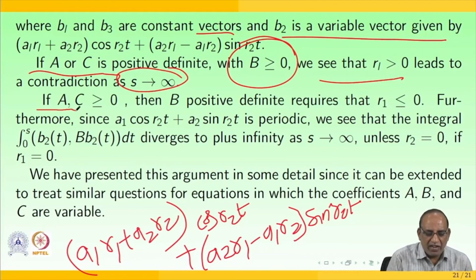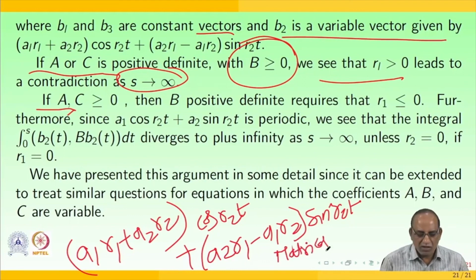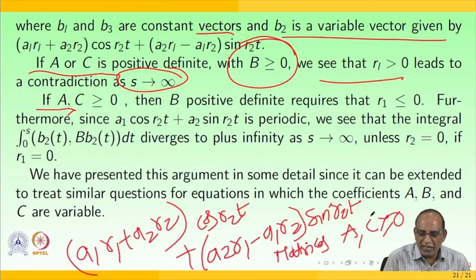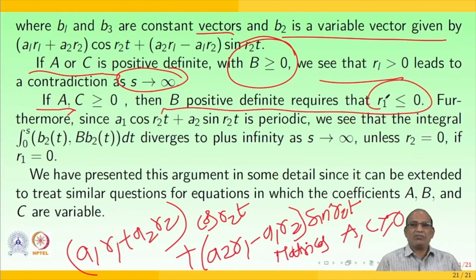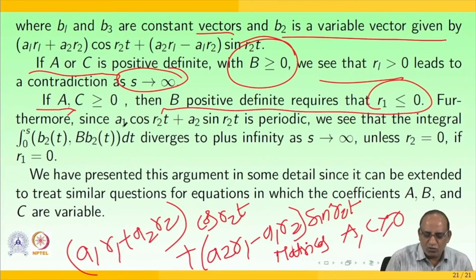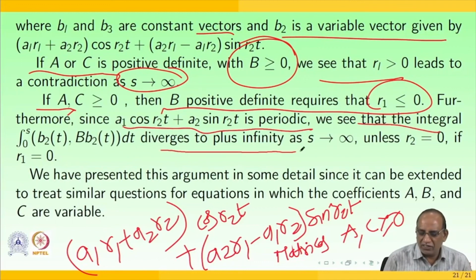If the matrices A, C are greater than or equal to 0, then B positive definite requires that r1 is less than or equal to 0. Furthermore, since a1 cos 2t plus a2 sin 2t is periodic, we see that the integral diverges.